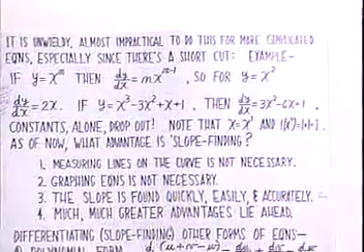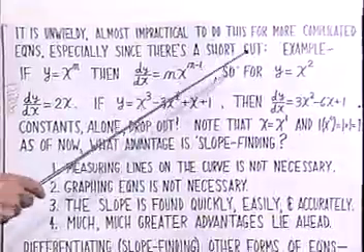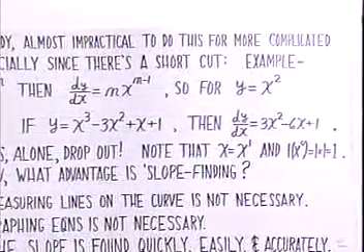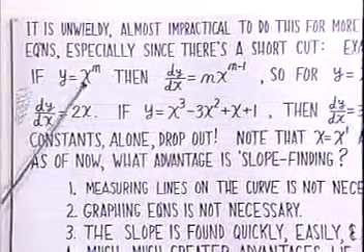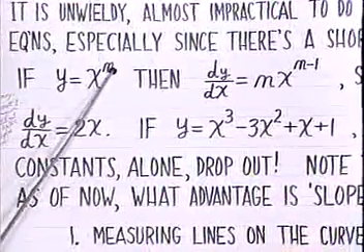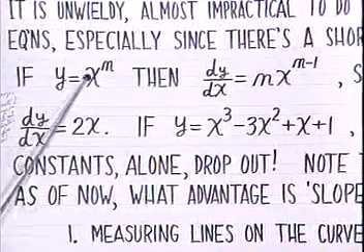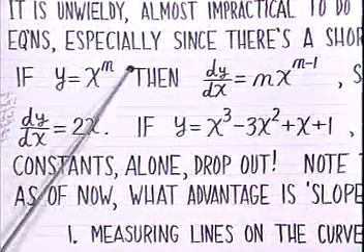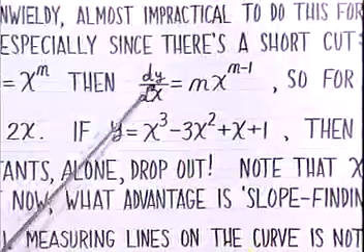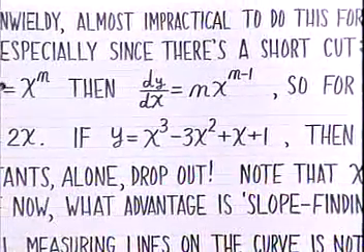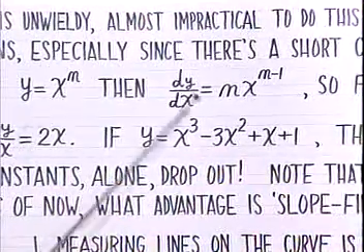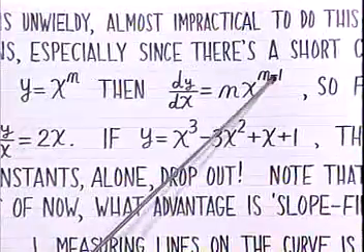Now, it's unwieldy and impractical to do this procedure for more complicated equations, especially since there is a shortcut. If you have an equation y equals x to the n, where n is a number, then here's how you do it. You take the n and put it in front of the x to multiply it, and take away 1 from the n over here, just as it is here. The derivative, and that's what it's called because it derives from this equation, is this here: n in front of the x, whatever the exponent is, and take away 1.